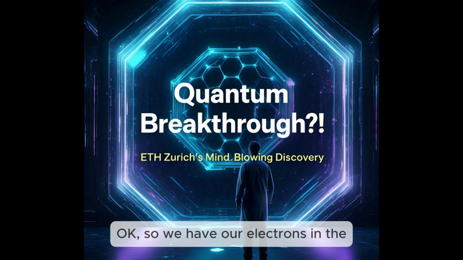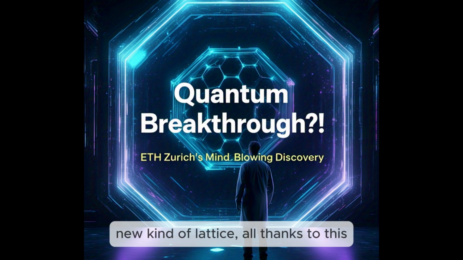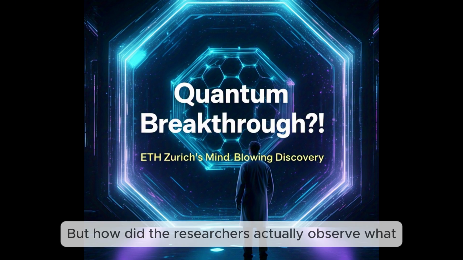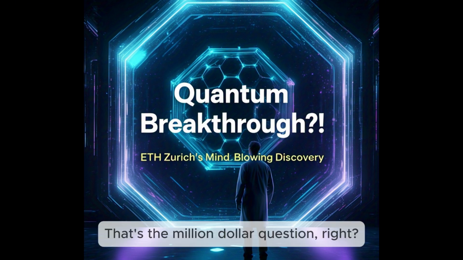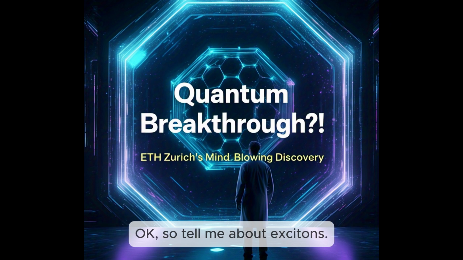Okay, so we have our electrons in the semiconductor now behaving as if they're in this new kind of lattice, all thanks to this external electric field. But how did the researchers actually observe what these electrons are doing? That's the million-dollar question, right? Well, this is where those excitons come in. Okay, so tell me about excitons.